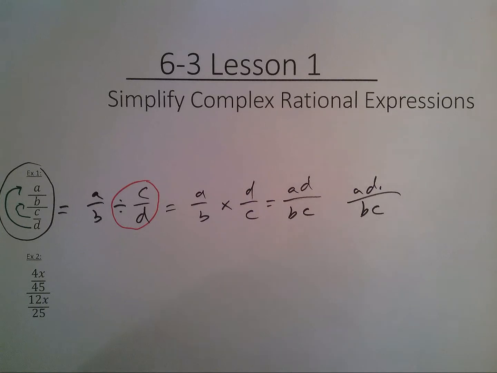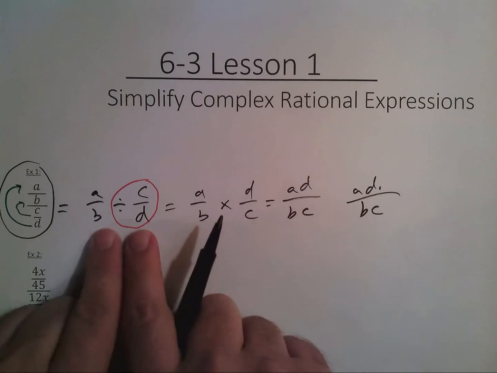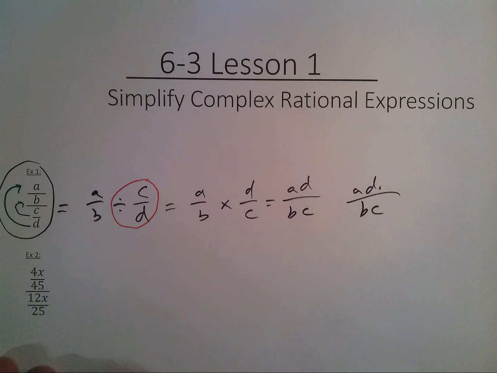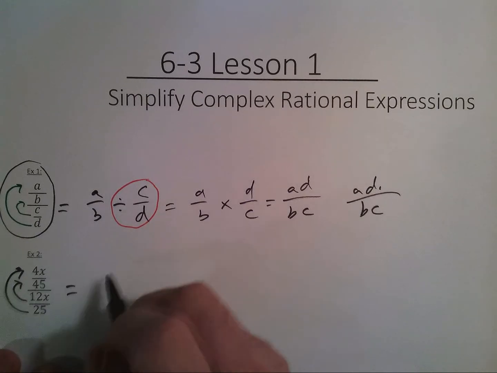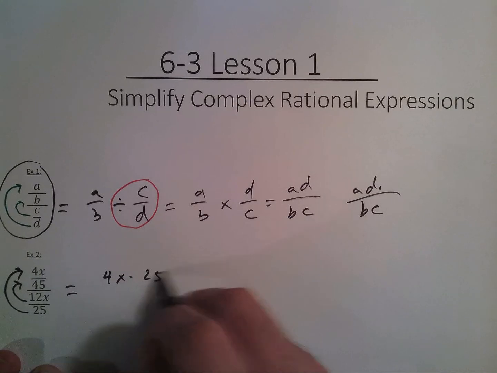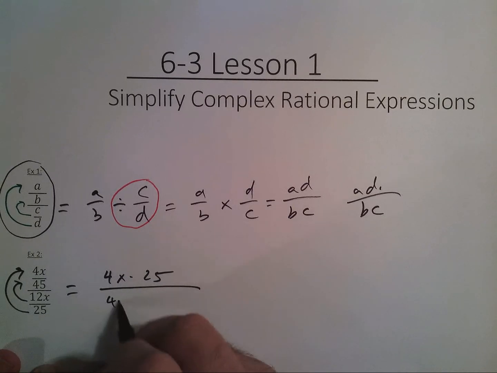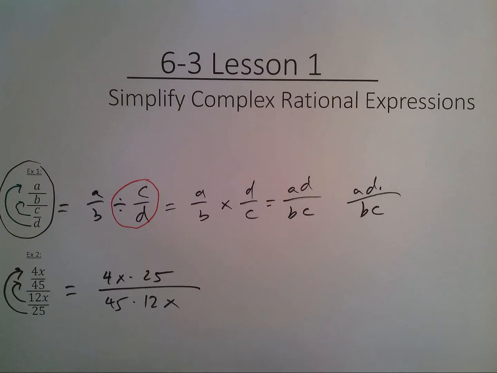Let's go ahead and look at the next example and do the same thing. Example 2 is 4x over 45 divided by 2x over 25. Notice all the divisions? That's why it's called a complex fraction or a complex rational. Instead of rewriting it the long way and going through all these steps, I'm going to take the bottom and multiply it by the top, and the mids and multiply those together. In other words, I'm going to get 4x times 25 divided by 45 times 12x. Why didn't I multiply the 4 and the 25 to get 100, and the 45 and the 12? Well, I'm going to rip it apart anyway.